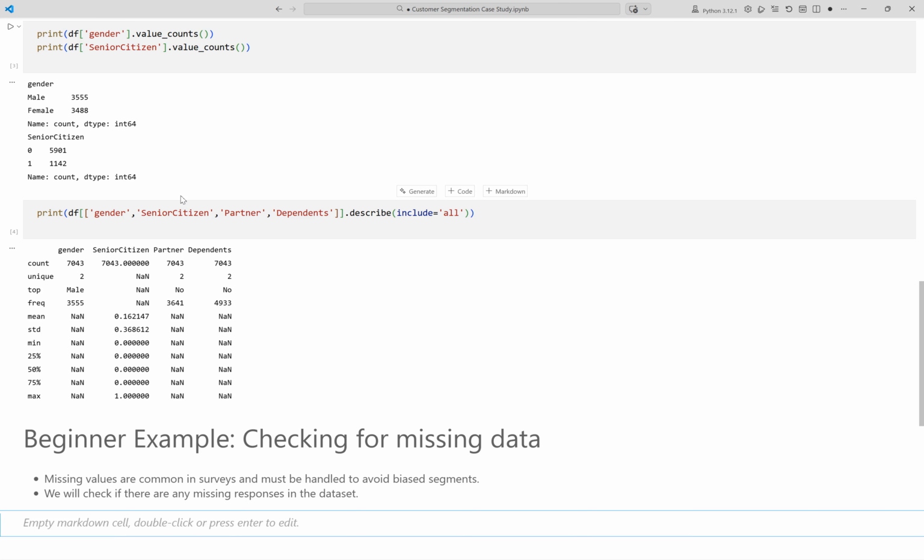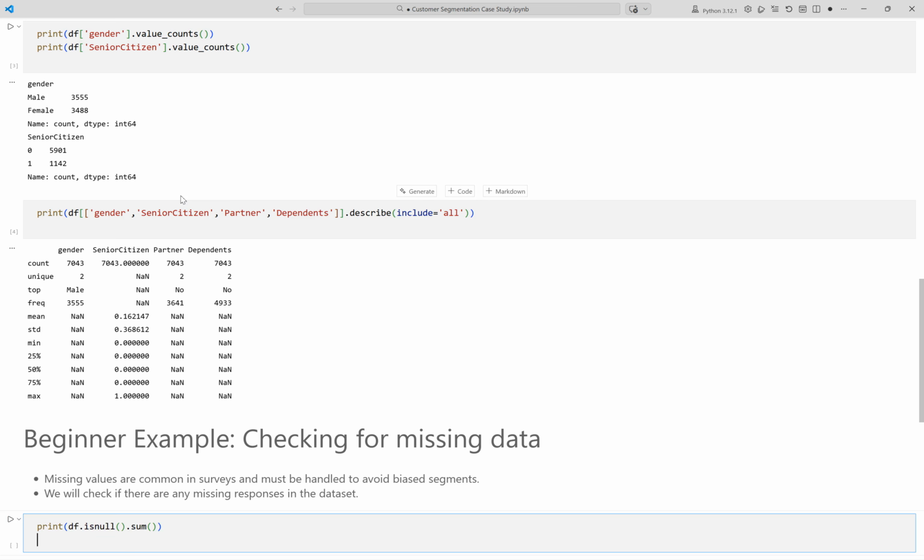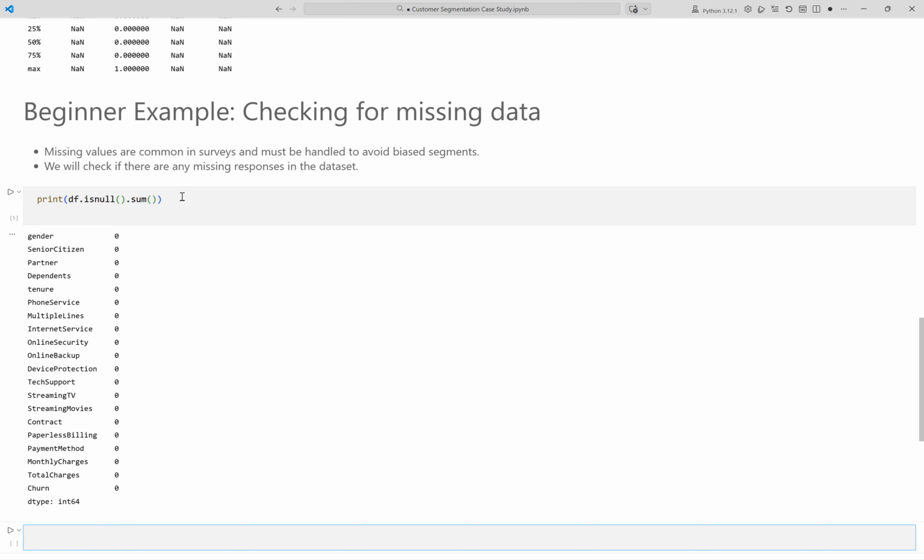We count missing values in each column to ensure our analysis is accurate and does not miss important information. Running the cell now. The output shows that none of the columns in our dataset contain missing values, as indicated by the 0 counts for each feature. This confirms that all responses are complete, allowing us to proceed with analysis without needing to handle missing data. This step is crucial to ensure our segmentation or modeling is based on clean, reliable information. How would you handle missing demographic data in segmenting customers?